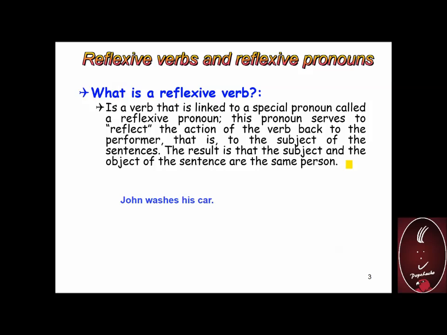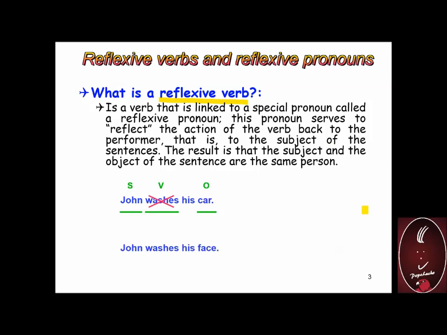Let's see in these sentences. John washes his car. John is the subject, washes is the verb, and car is the object. John as a subject is not the same as the object, so the verb is not reflecting the action of the verb. Therefore, the verb is not a reflexive verb.